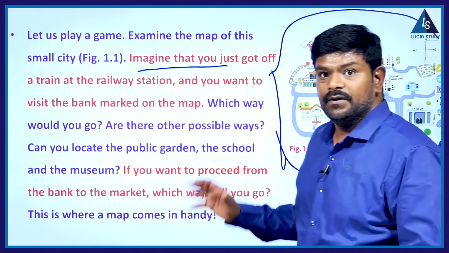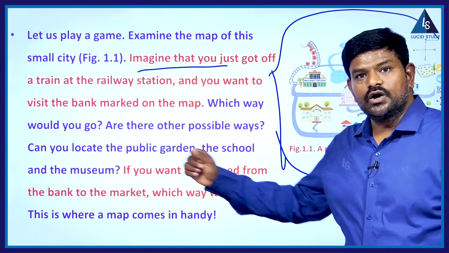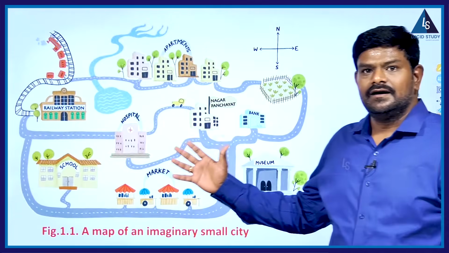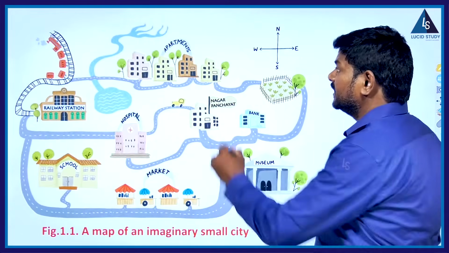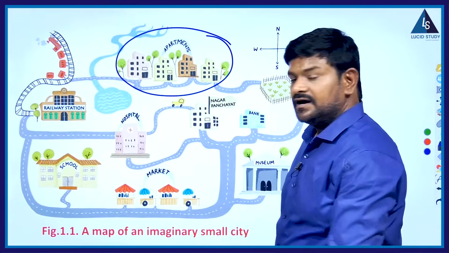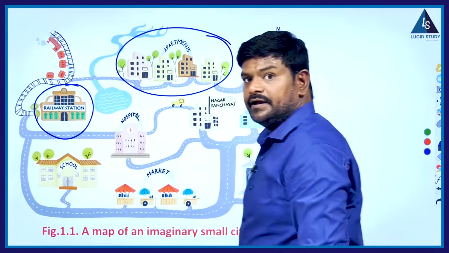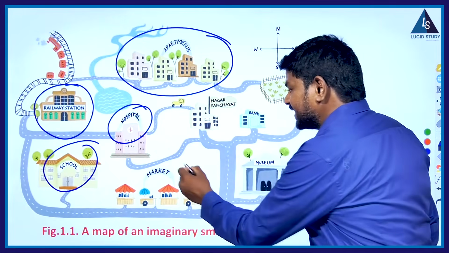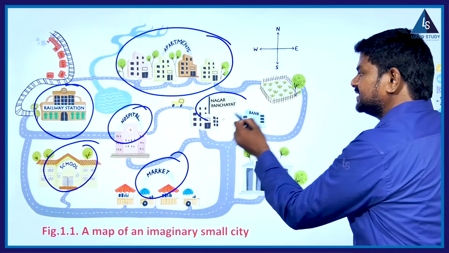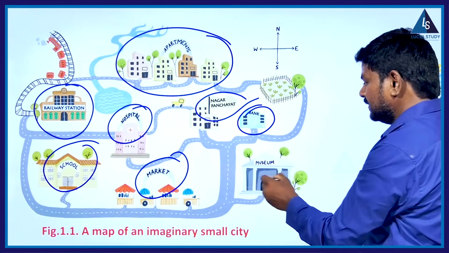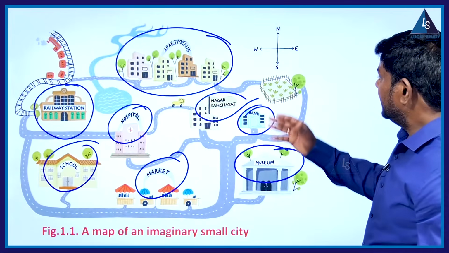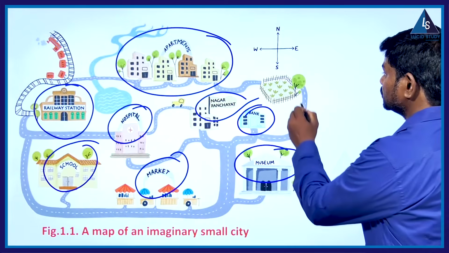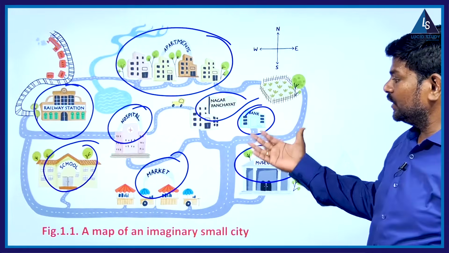First, when you study the map, you will understand what activity you are going to do. So this is the map. Here you have apartments, a railway station, a hospital, a school, a market, Nagar Panchayat, a bank, and a museum. And there is a garden-like area where some small plants and one big tree are present. We don't know what it is. We will find out.